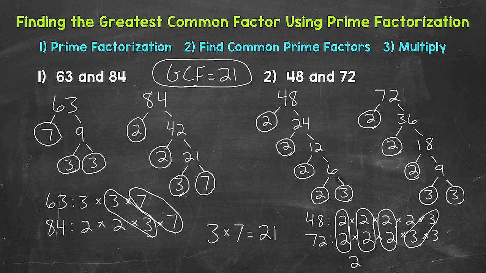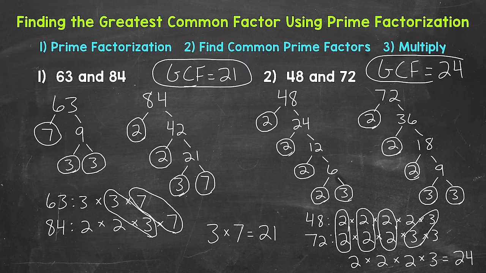So we have 2 times 2 times 2, they have 3 2s in common, times 3. 2 times 2 is 4, times 2 is 8, times 3 is 24. So the GCF, the greatest common factor of 48 and 72, is 24. So there's how we use prime factorization in order to find the greatest common factor.